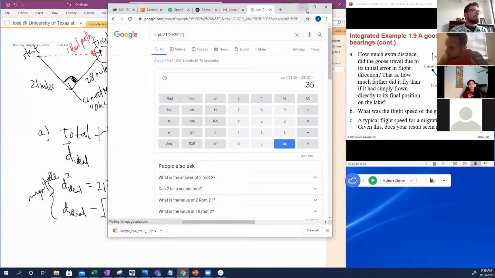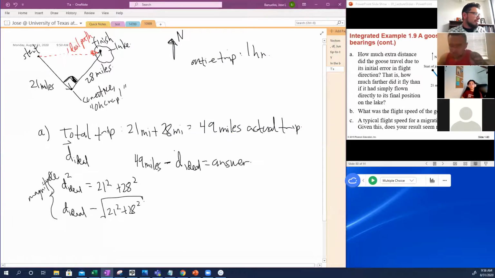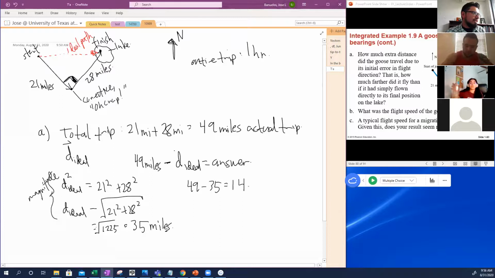All right. So here, it's the square root of 1225, which is 35 miles. So that's the ideal path. So then the answer is going to be 49 minus 35, which is going to be what? 14 miles extra is what he traveled, okay? Any questions about that? All right, well, so that was part A.